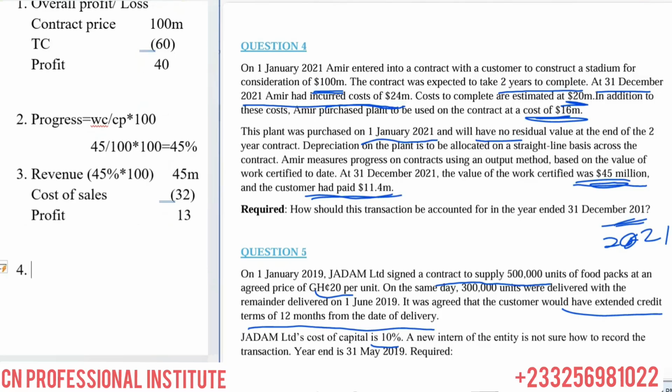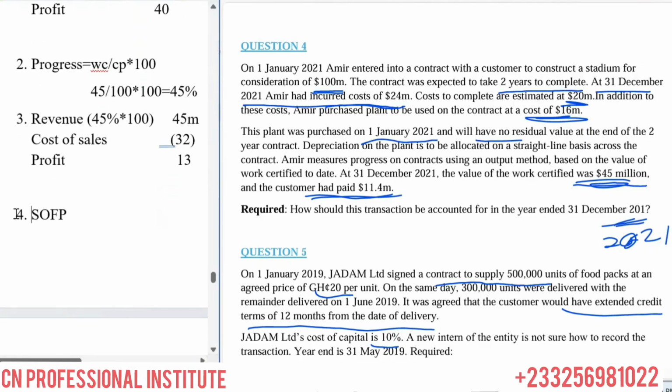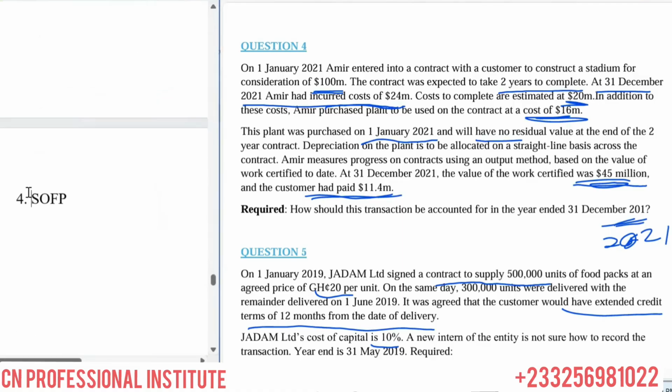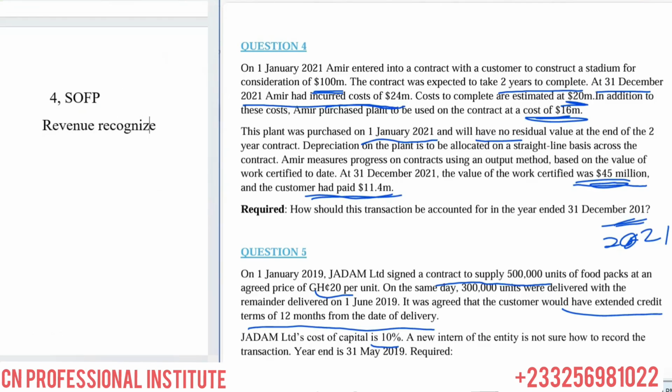With the statement of financial position, we have contract asset or liability, right? So let me do that one down here. We start with the contract asset. Contract asset, how do you do it? We pick revenue recognized, which is how much? How much revenue have we recognized? Then we can get it in the P&L account.